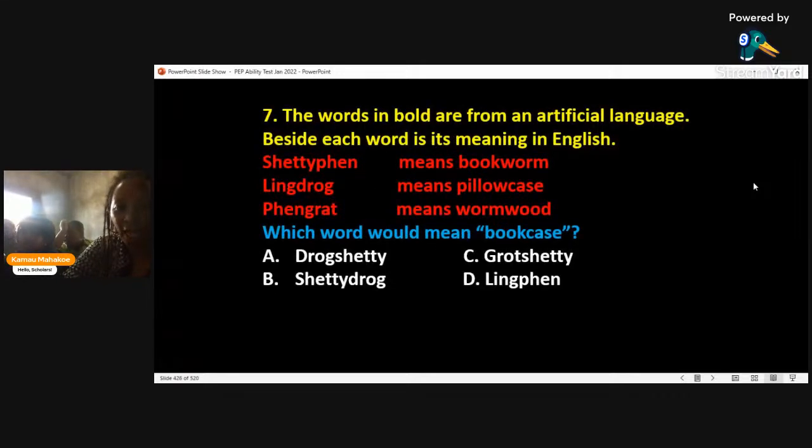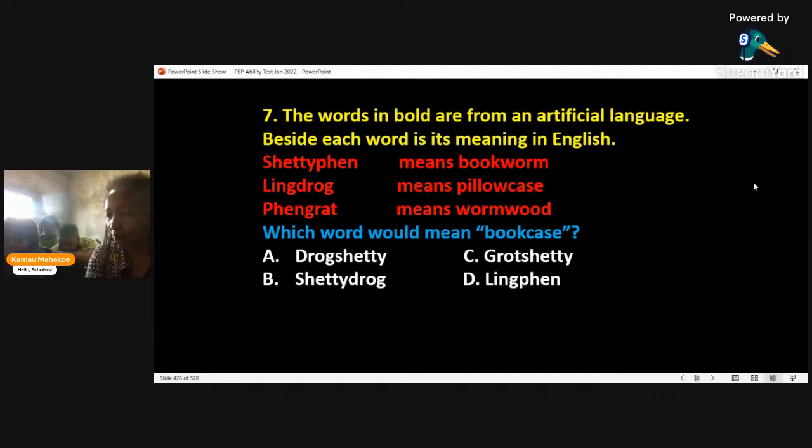The words in bold, so I formed my own artificial language here. The words in bold are from an artificial language. Beside each word is its meaning in English. Shetifen means bookworm. Lingdrog means pillowcase.